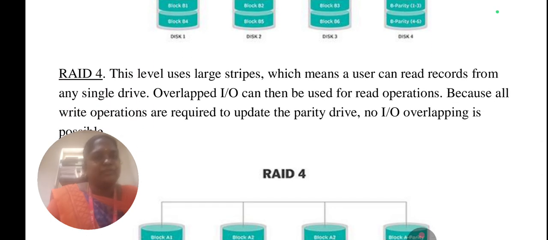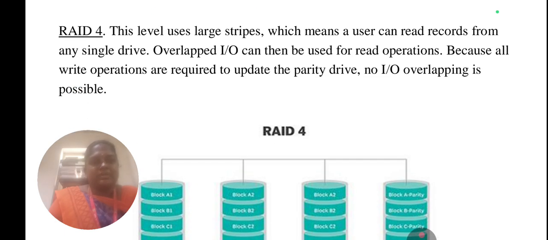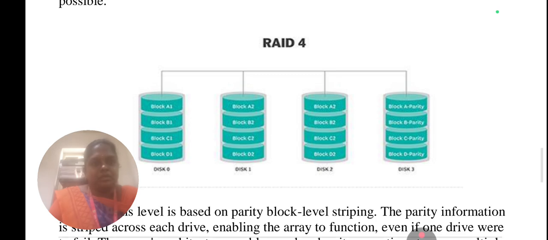And then RAID 4. This level uses large strips, which means a user can read a record from any single drive. Overlapped input output can then be used for read operations, because all write operations are required to update the parity, so no input output overlap is possible for writes. Okay, this is RAID 4, with the parity in separate blocks.